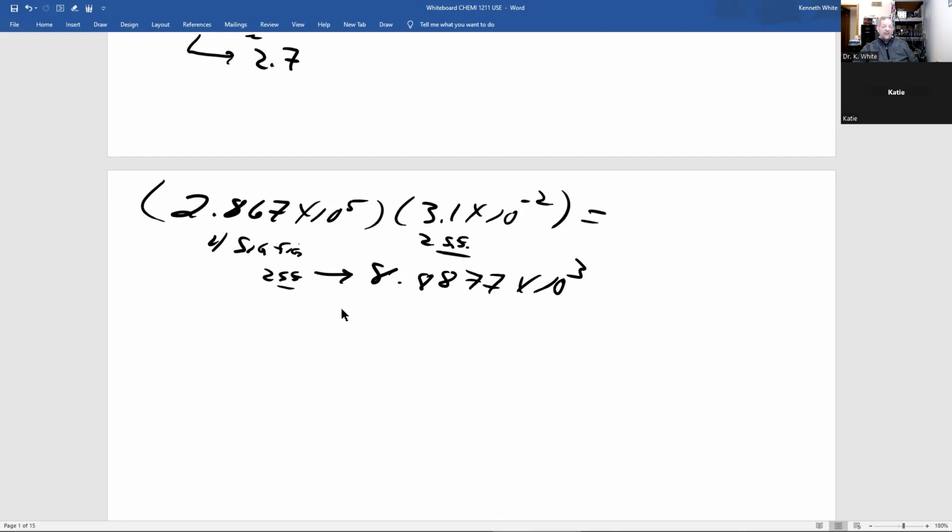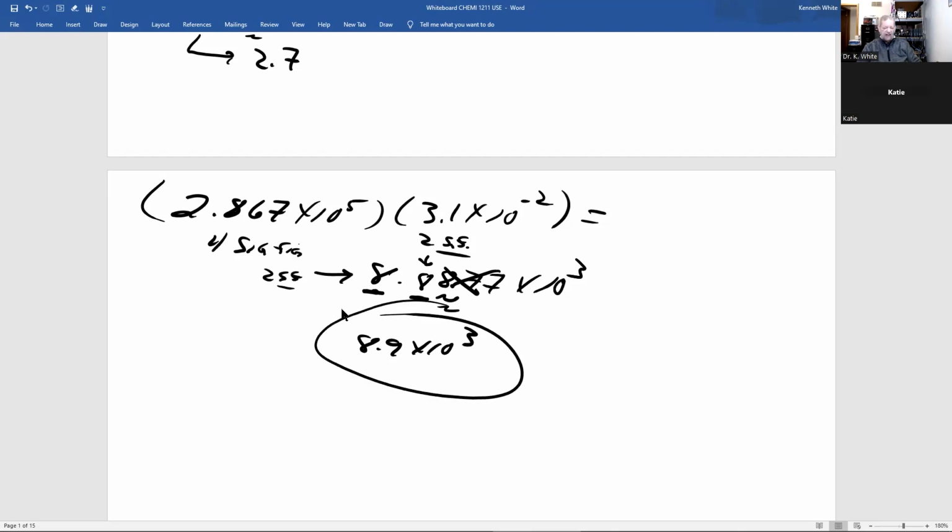Well, it doesn't. I have to round off. I'll keep the 8, keep the 8. The next one I use to round off. Is that 4 or less or 5 or higher? Hopefully I'll pick 5 or higher. I'll drop that, increase that by 1. And this would be the correct answer. And you should know how to do that.